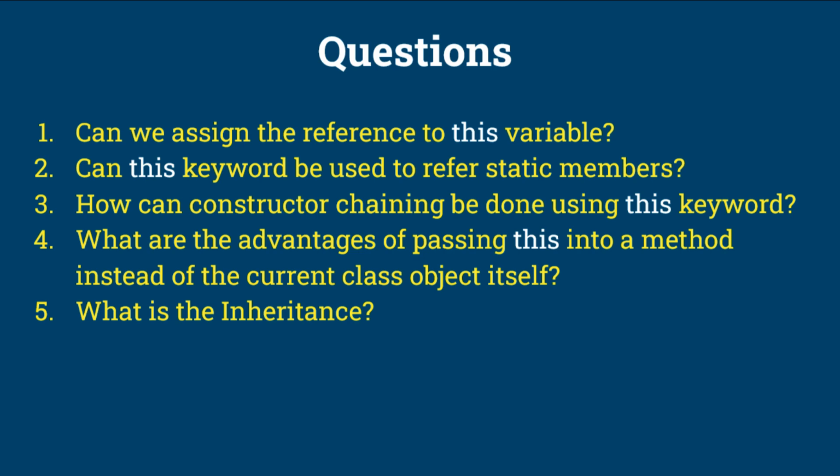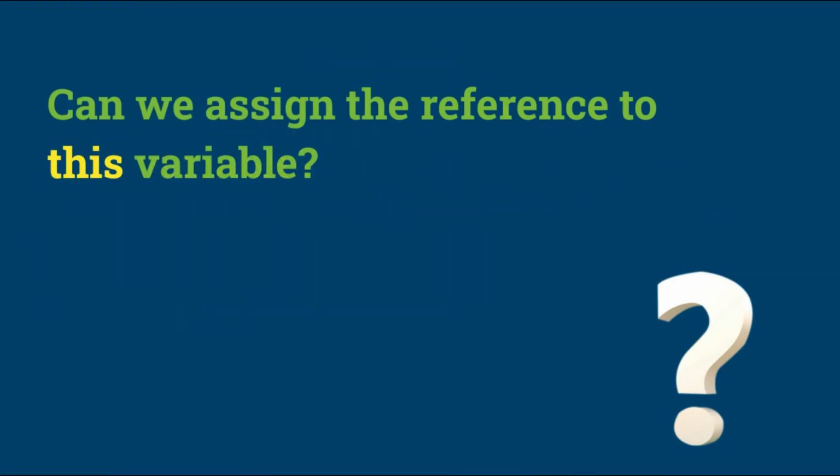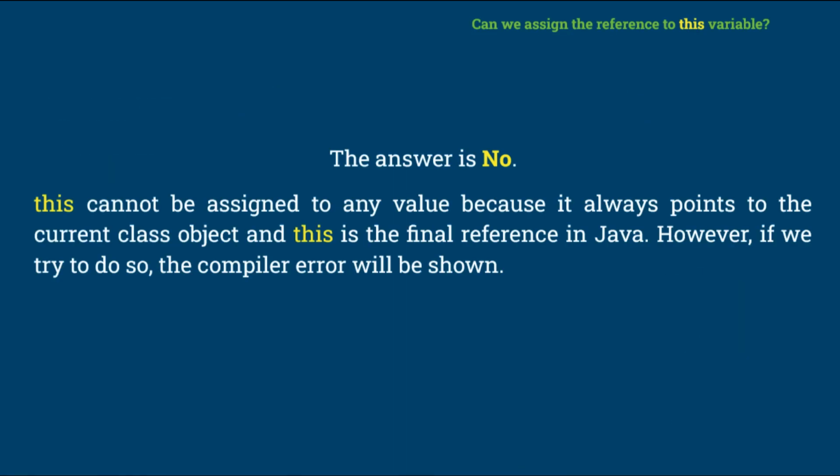First question. Can we assign the reference to this variable? The answer is no. This cannot be assigned to any value because it always points to the current class object, and this is the final reference in Java. However, if we try to do so, the compiler error will be shown.